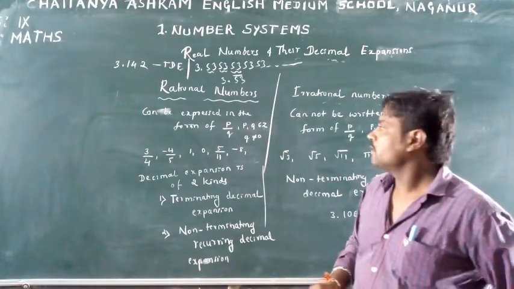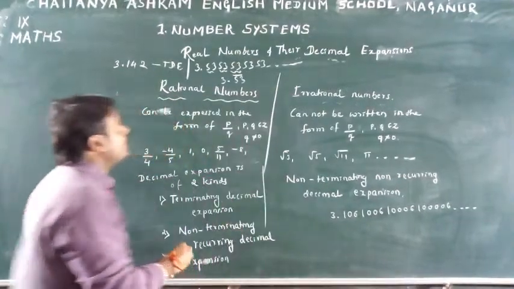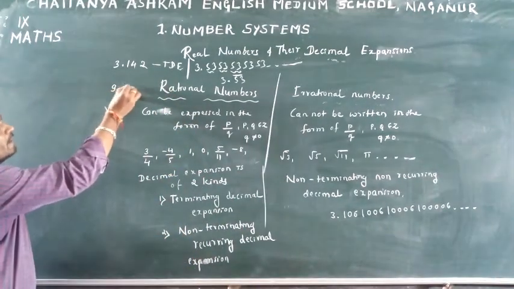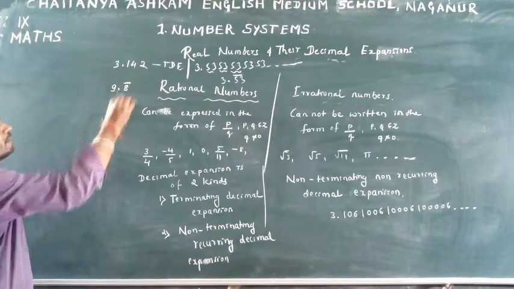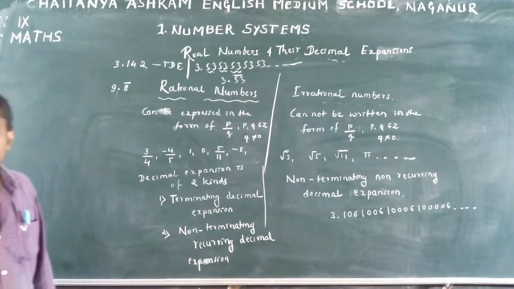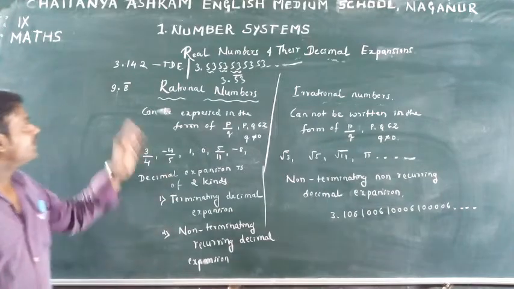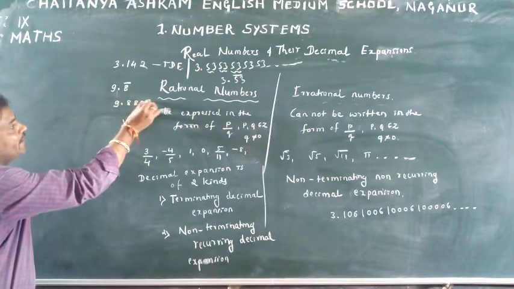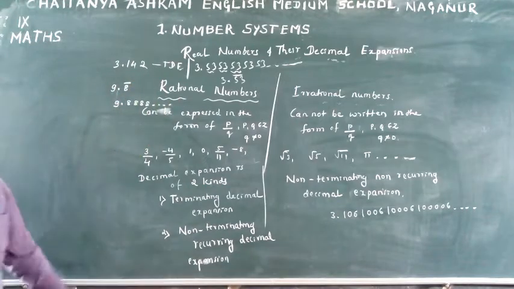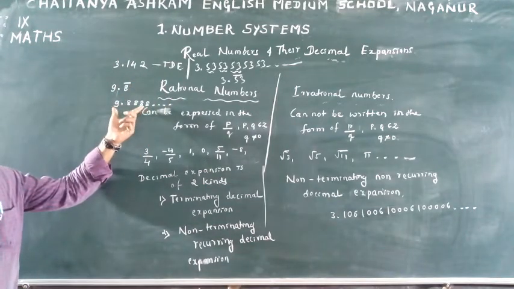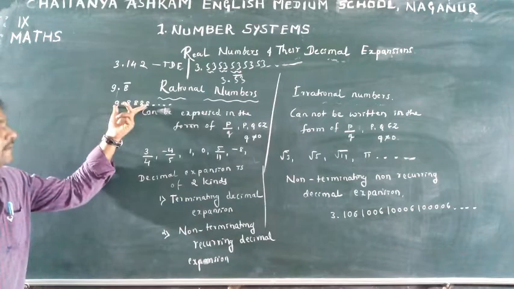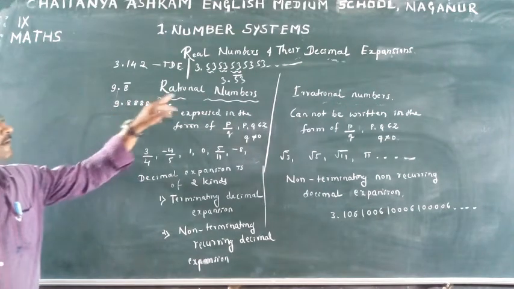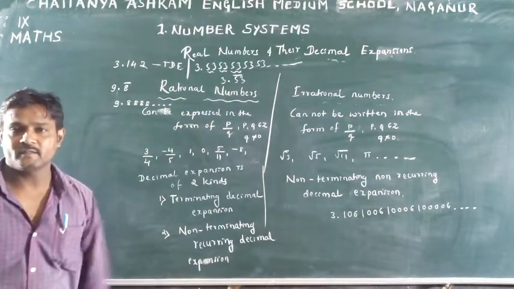Clear? Then tell me one more. 9.8 bar. Which kind of decimal expansion is it? Think. We can write this as 9.8888 and so on. So it is non-terminating recurring decimal expansion, which means it corresponds to rational numbers.